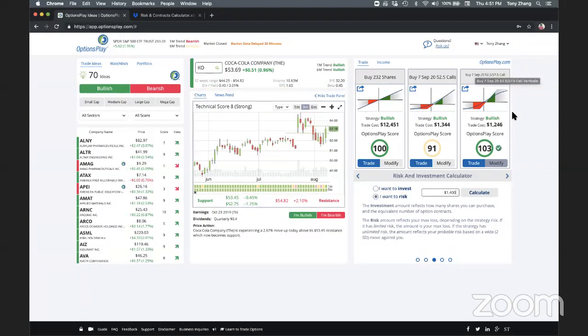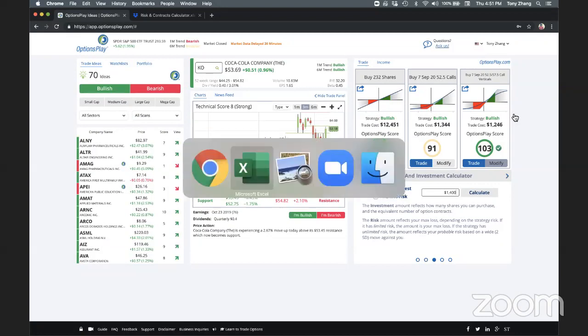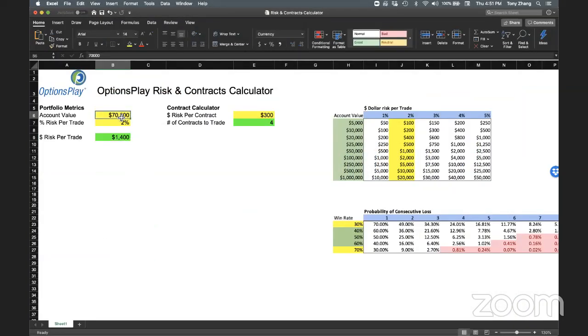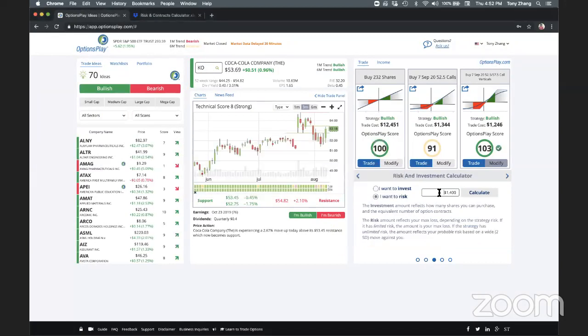So this is how you can adjust the amount that you're willing to risk per trade. And if, let's say, I go through a string of losses and my account goes down to $60,000, then I know I can only risk $1,200. So now I would just input $1,200, and it would tell me the number of contracts I can trade to stick within my range. And this is all designed to help you better manage your risk.